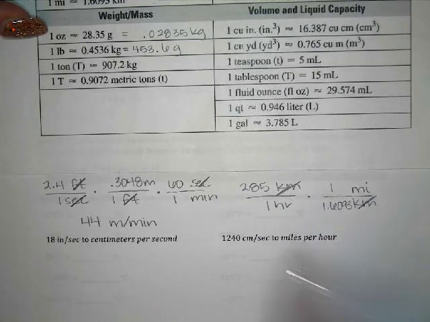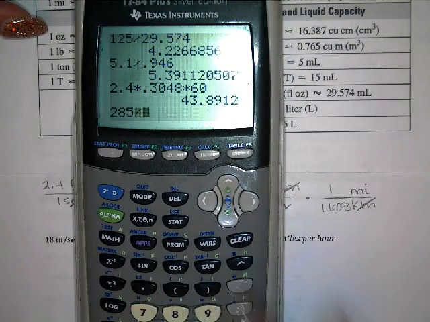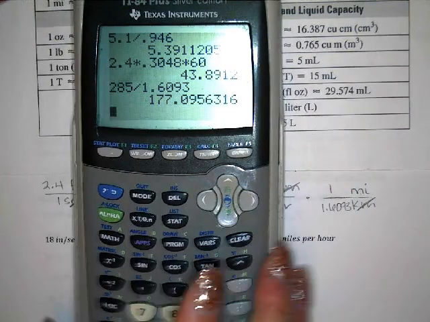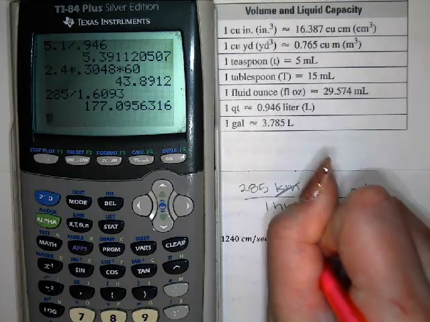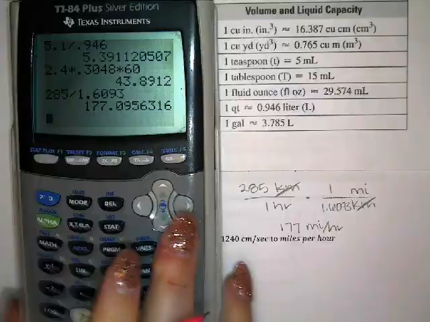So 285 divided by 1.6093, 177 miles per hour. And you can write miles per hour like this, or you can write mph. Both of them are fine.